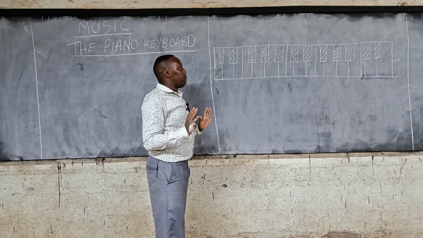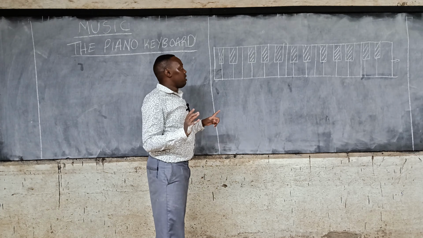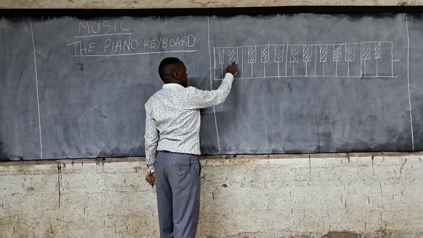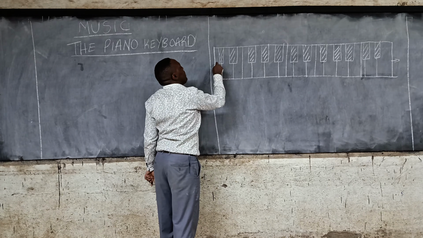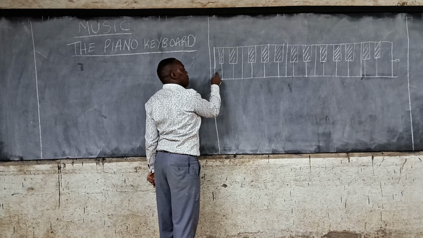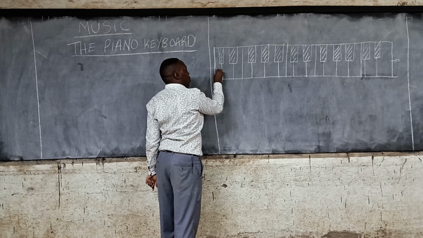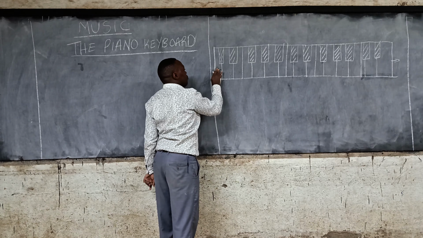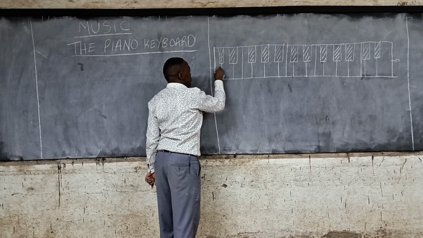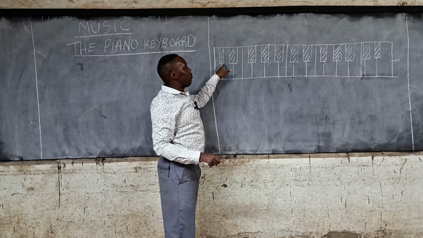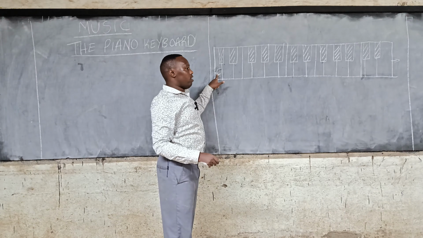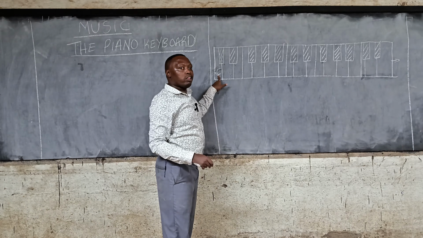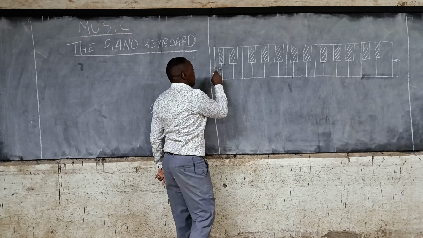Now, how do we name the piano? The first thing, we have these two black keys here. The key that is before these two is always and automatically a C. So always know that the first white key before the two black keys is automatically C. Now, this is C.